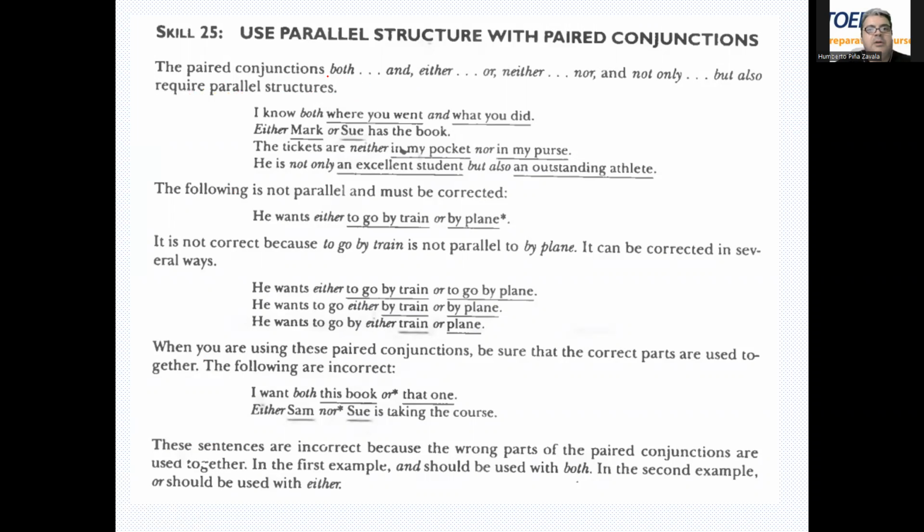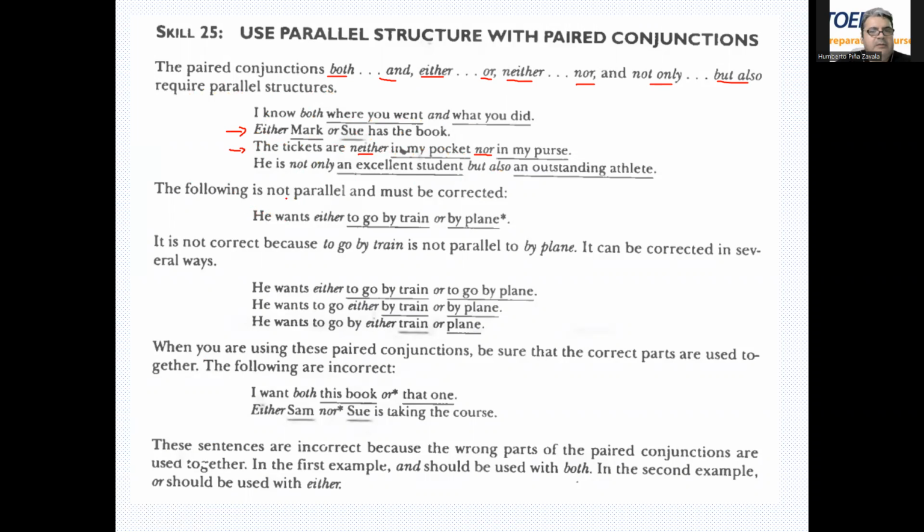What are the pair conjunctions? Both this and that, either this or that, neither this nor that, not only this, but also, okay? So again, I know both where you went and what you did. Either Mark or Sue has the book. He will working with choice. The tickets are neither in my pocket nor in my purse. Here we are agreeing on a negative sentence. Remember, neither nor are negative ideas. He is not only an excellent student, but also an outstanding athlete.